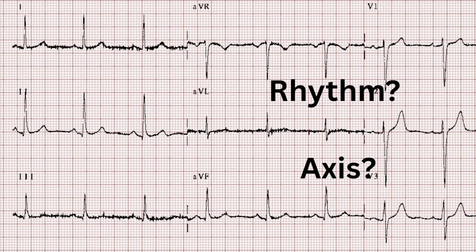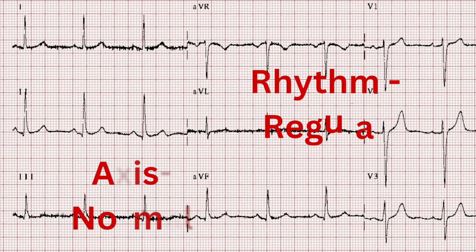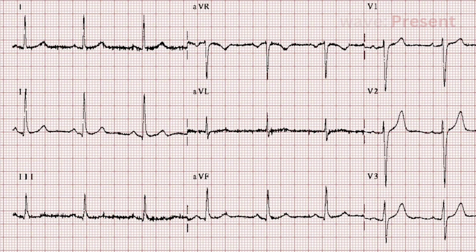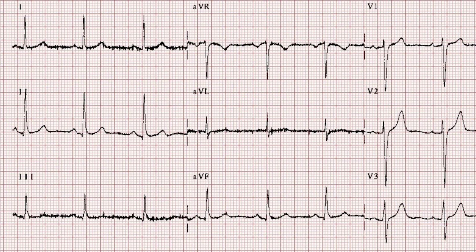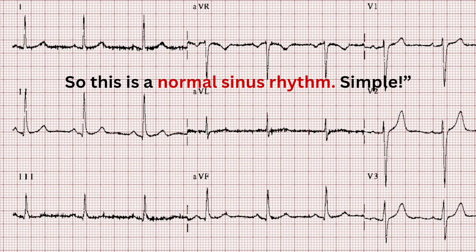Now let's see if you can get the rhythm and axis right here. Look at it carefully. Rhythm, regular, and axis, normal. P wave, present before every QRS. QRS, narrow. T wave, upright, no major ST changes. So this is a normal sinus rhythm.